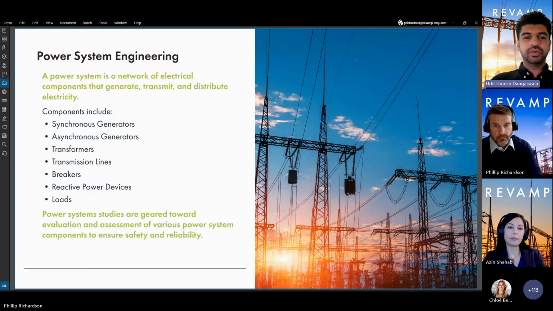So power systems, by definition, is a network of electrical components that generate, transmit, and distribute electrical energy. Some of the key components of power systems include generators, both synchronous and asynchronous, transformers, transmission lines, protective devices like breakers and relays, reactive power support devices, and loads. Power system studies or analysis are calculations that we perform on this network to evaluate the system performance and assess the various components for reliability and safety. These calculations allow us to identify any potential issues and mitigate them. Next slide, please.